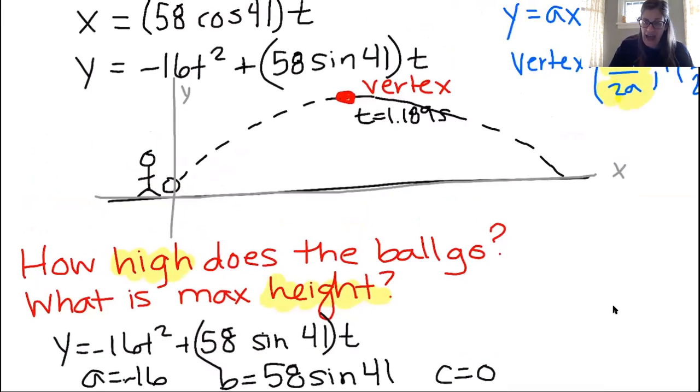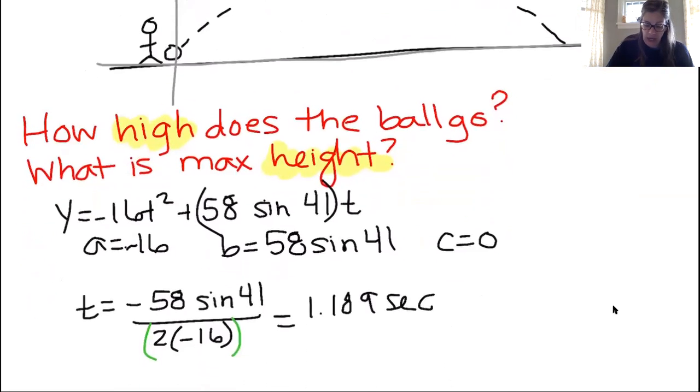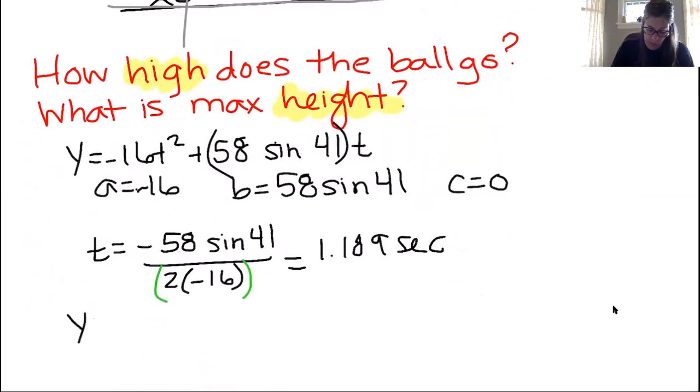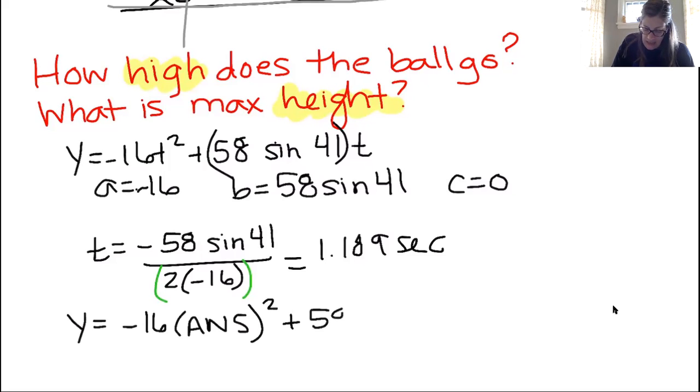How will I get the actual max height? I'm using that y equation. I'm going to plug that t in. Okay, so I know when it reaches its max height. Now I want to know what its max height is. So I'm going to do negative 16 times 1.189. And on your calculators, if you don't want to type in 1.189, remember you can use the answer button. So negative 16 times the answer, that's second negative, plus 58 sine 41, and then times your answer again.